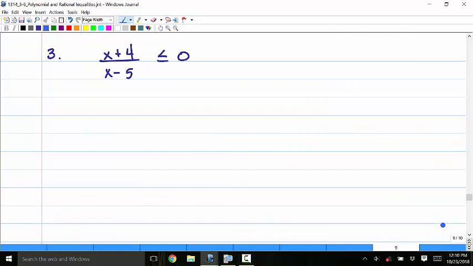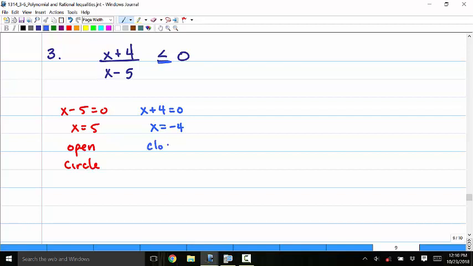Here we go. x plus 4 over x minus 5 less than or equal to 0. If I set the denominator equal to 0 and solve for x, I get x equal 5. That's always going to be an open circle. If I set the numerator equal to 0 and solve for x, I get x equal negative 4. Since it's less than or equal to, this is where it equals 0, so this is going to be a closed circle.